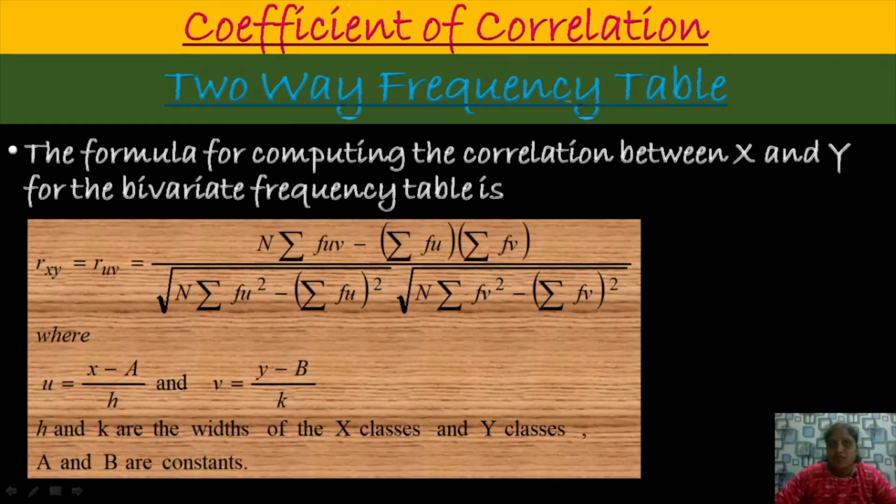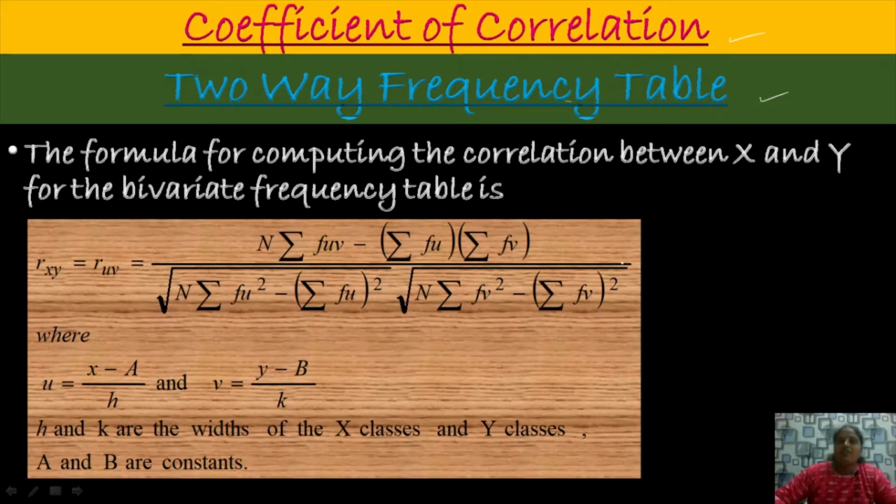In this video, I am going to explain how to calculate the coefficient of correlation for a bivariate frequency distribution. In a bivariate frequency distribution, the data are summarized in the form of a two-way frequency table. So now we are going to discuss how to calculate the coefficient of correlation in this case.